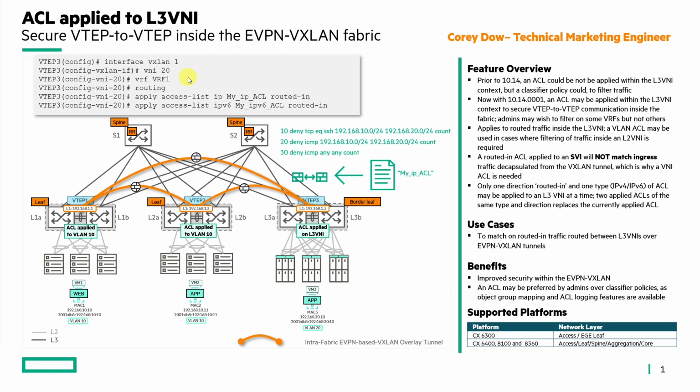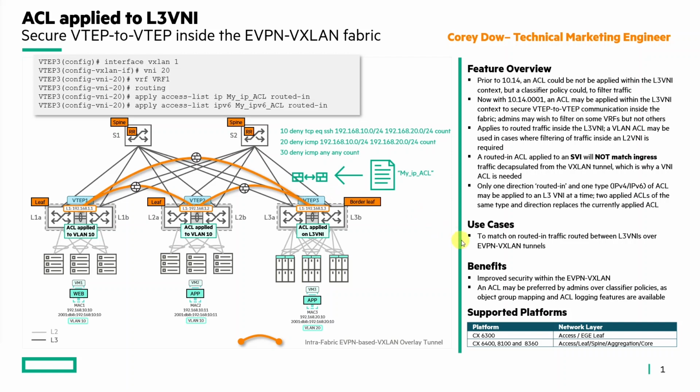And so this is the configuration syntax that you see up here that we applied to VTEP3, where we entered the VNI context, the VRF context, and applied the access list directly for both the IP-based traffic and the IPv6-based traffic. Use cases, as we mentioned, are to match on routed in traffic between the L3VNIs over the EVPN VXLAN tunnels.